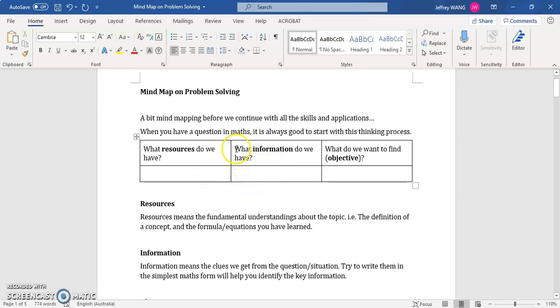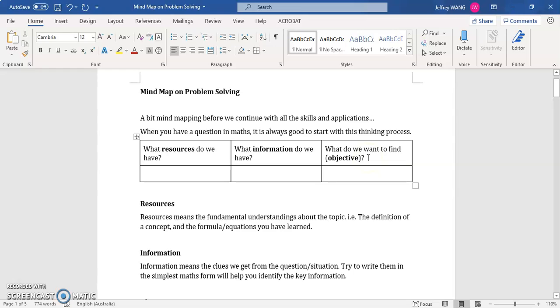Now, the second question is what information do we have? The information basically means what kind of things we know from the question. What does the question tell us? We will try to write them in terms of math language, in a very simple way. So in this case, we will be finding the key information, the most important and valuable ones.